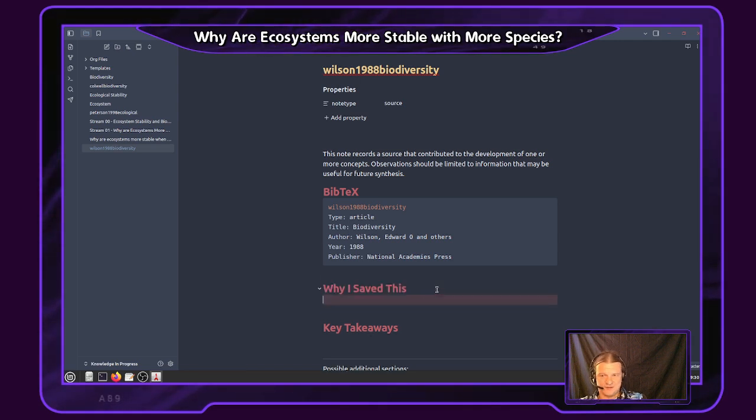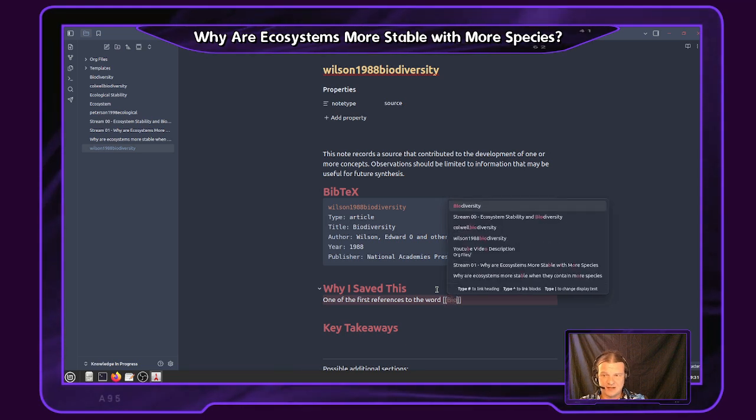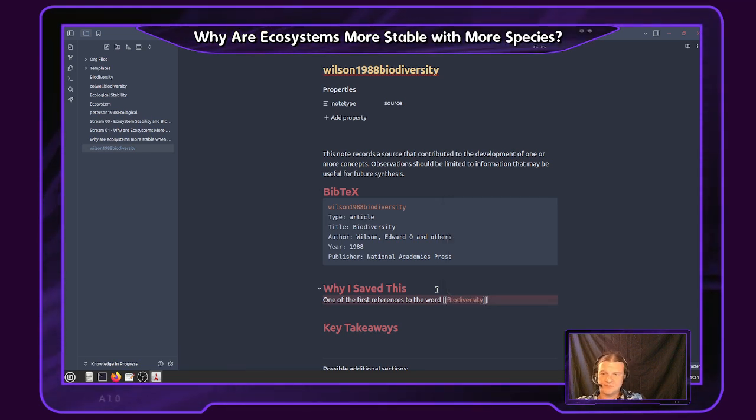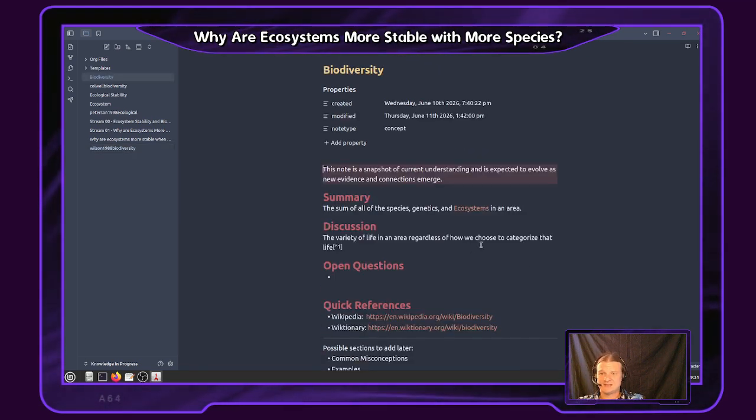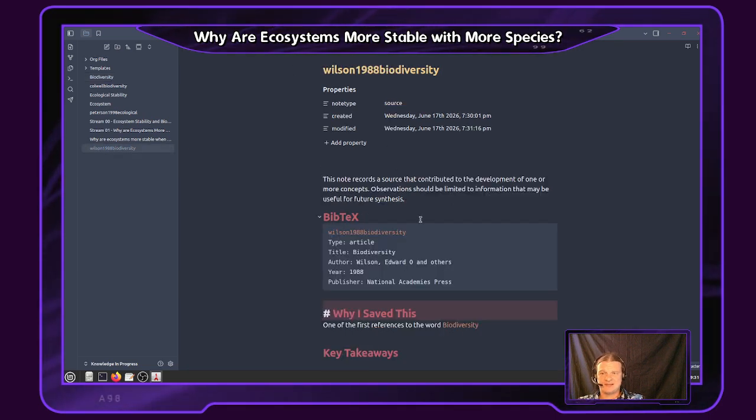Now, why did we save this? One of the first references to the word, and you know what, let's link this, biodiversity. Now, remember square brackets in Obsidian will create a link. So if we click on our text here, this takes us back to the biodiversity page. We want to back this up.